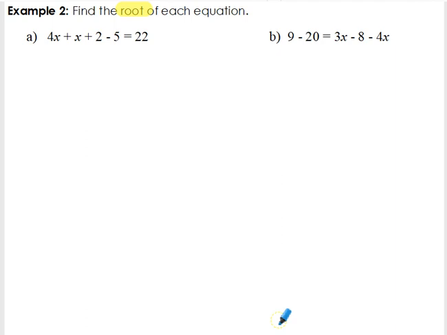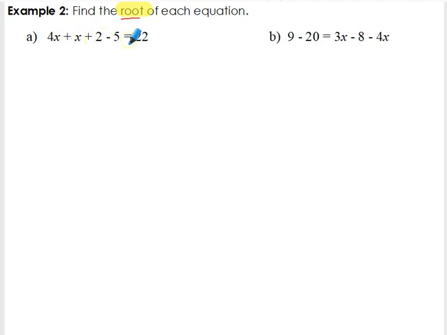And the reason why I wrote it like that is not because I'm trying to trick you, but because sometimes our textbook will ask the question like that. And more importantly, sometimes EQAO will ask a question like that. It won't say solve for x or find the value of x. It'll say find the root of each equation. And when we say that, we're really just looking for x. That's all that means.